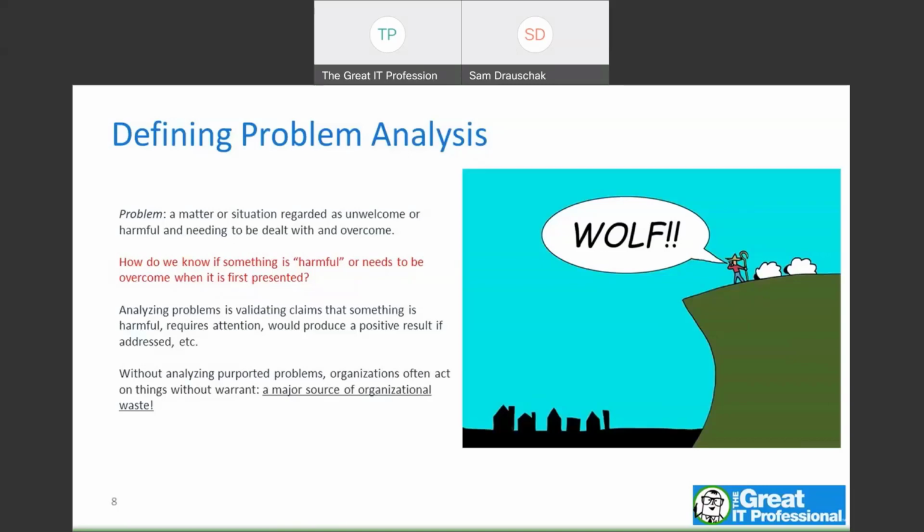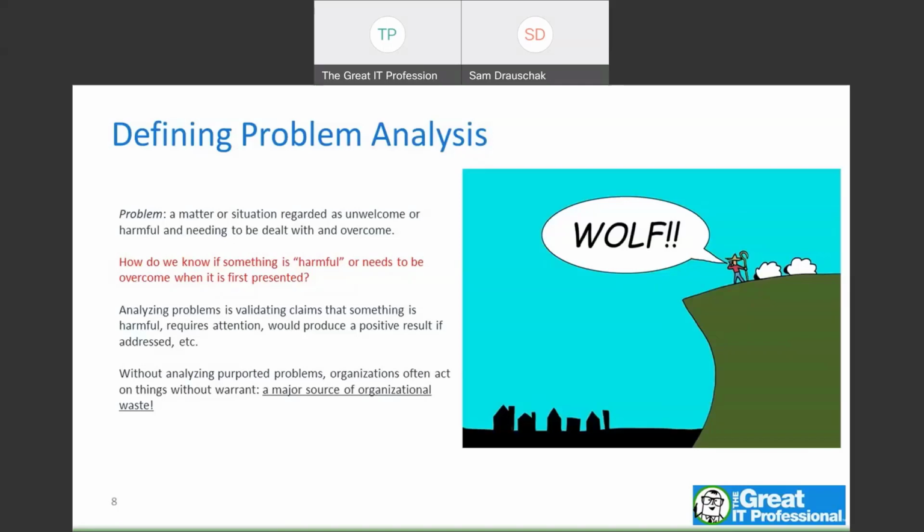If somebody in the organization is saying we have a problem, how do you actually validate that that's a problem? How do you actually know that it's a problem that other people would also say is a problem? And particularly as you walk down this road of inquiry, how do you say something is a problem significant enough that a project needs to be organized to solve it? So when we talk about analyzing problems, largely what we're talking about is validating the claims that something is harmful in the organization, requires attention, and would ultimately produce a positive business result if it was addressed.